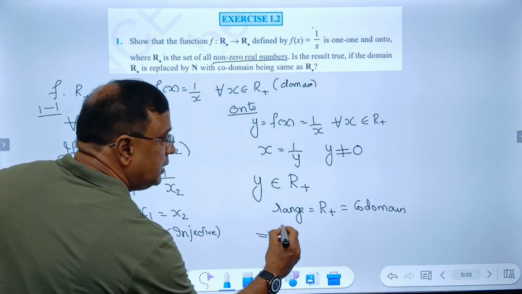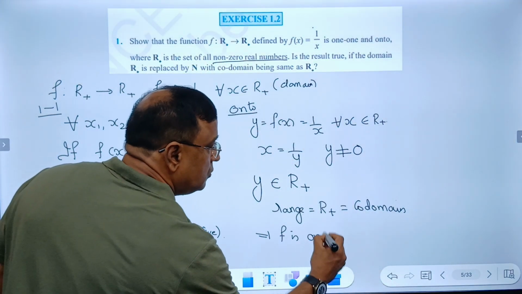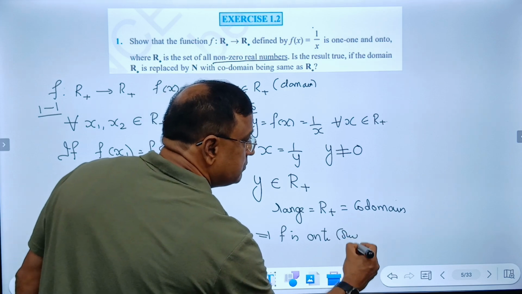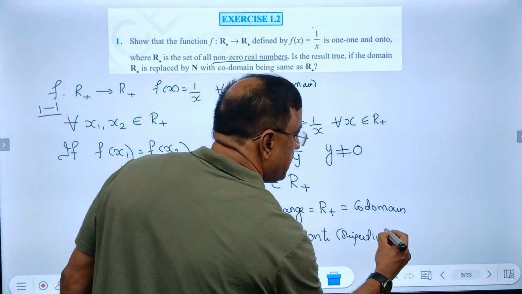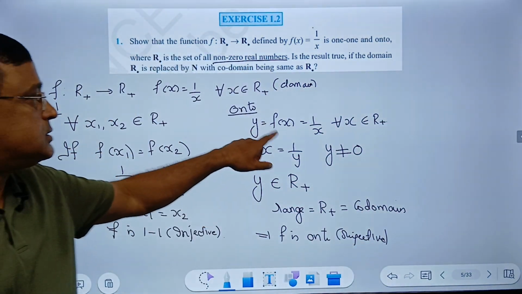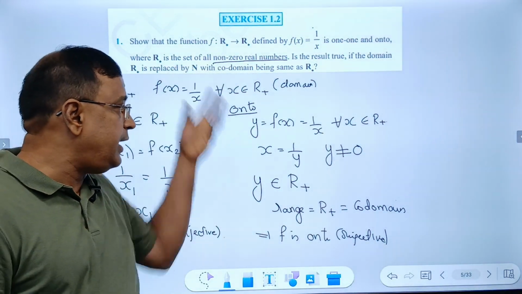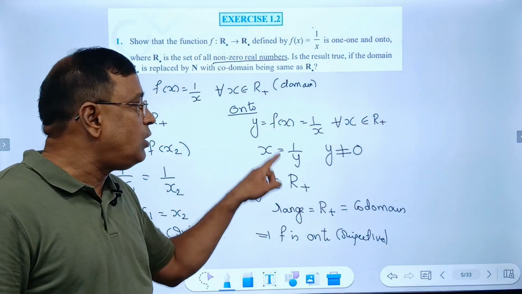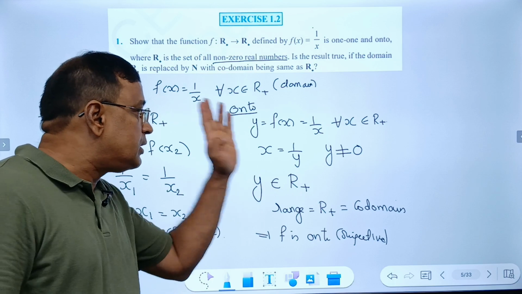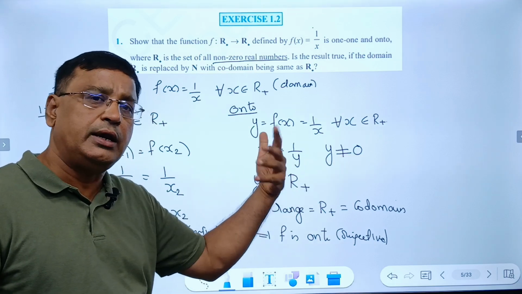Therefore, F is onto, otherwise called surjective. I hope you understand. All that you need to do is find x in terms of y and check what are the values y can take. Now clearly y cannot take 0. Y can take any other value.